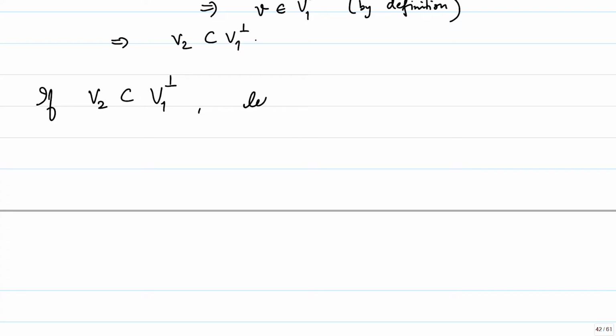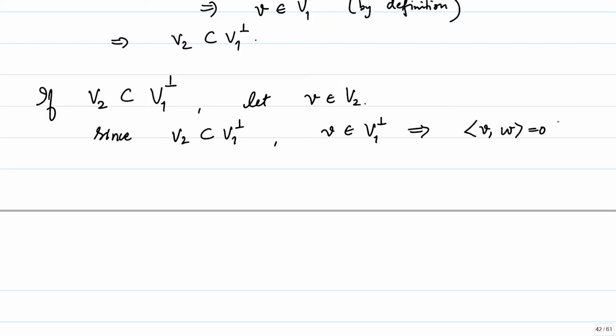then let V be in V2. Our goal is to show that V2 is orthogonal to V1. That means that we would like to show that the inner product of V with any vector W in V1 is 0. So, let us pick an arbitrary vector V. Because V2 is contained in V1 orthogonal, V belongs to V1 orthogonal, and by definition this implies that the inner product of V with W is equal to 0 for all W.